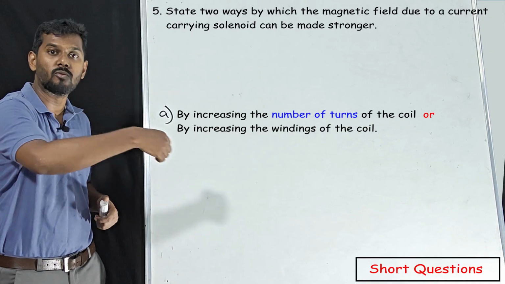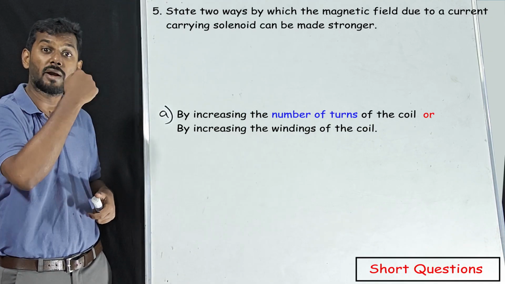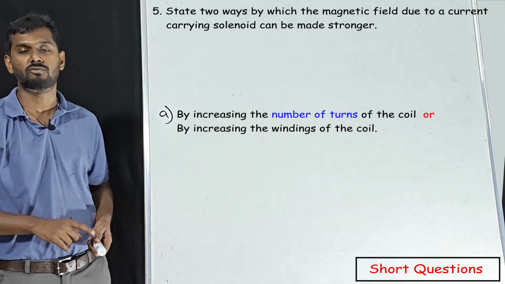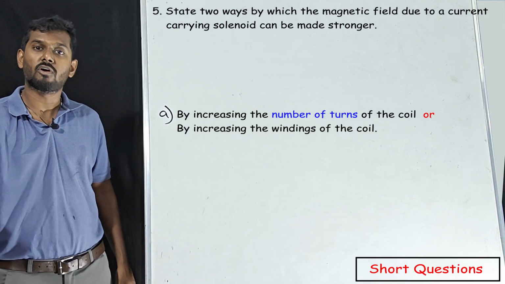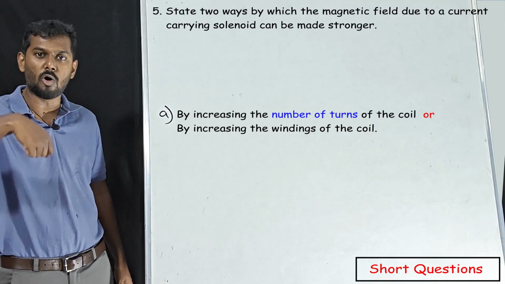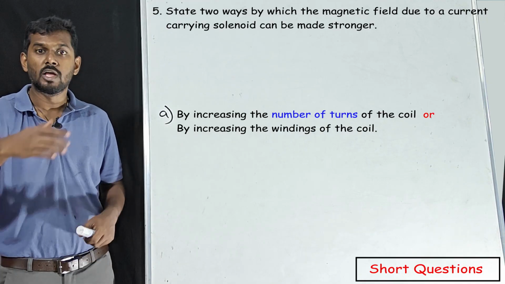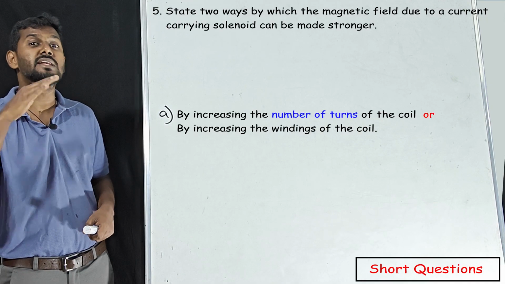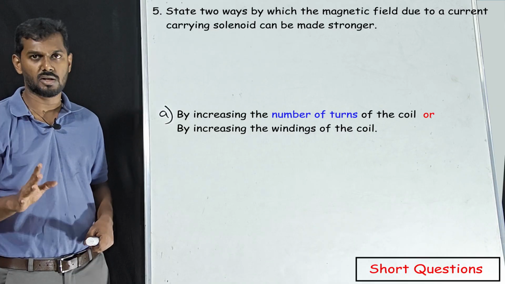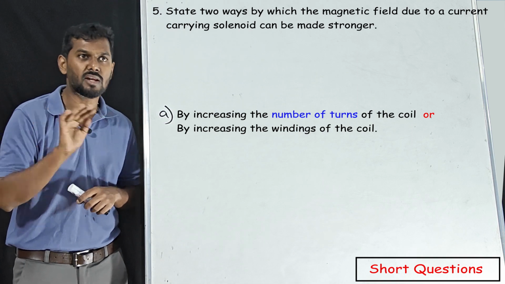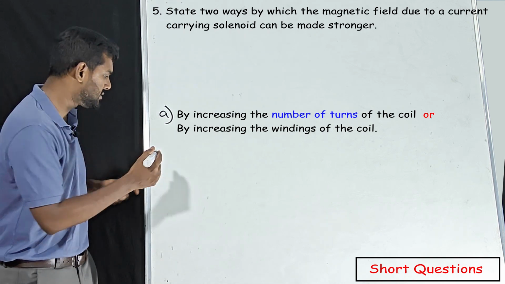Some students will write increasing the number of coils. But we have only one coil, so what you have to write is increasing the number of turns of the coil. Increasing the number of coils is wrong because the complete wire is one coil. So you have to write increasing the number of turns of a coil, or number of windings, any one you can write. That is the first answer.